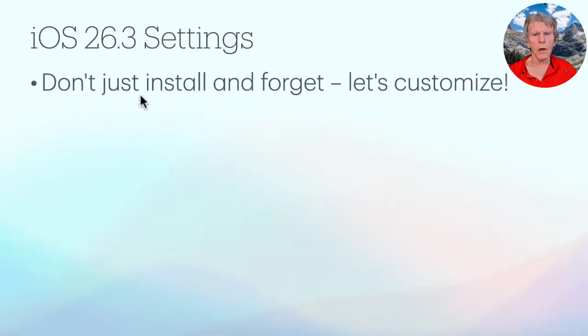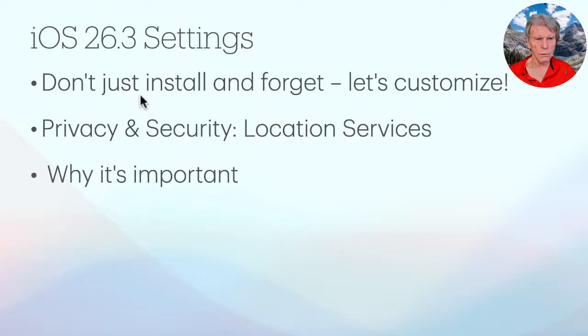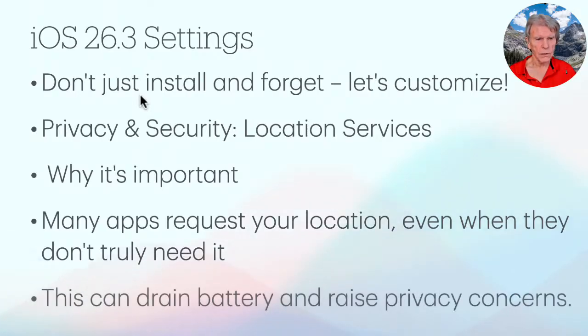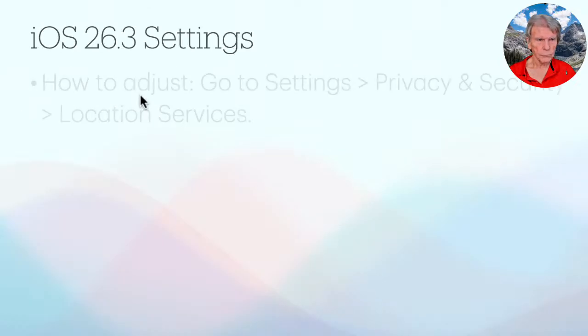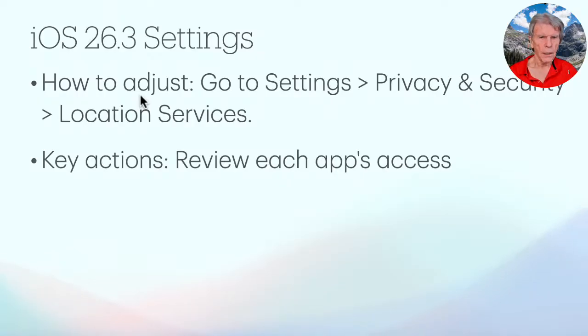So you don't want to just install it and forget it. You want to customize it to make sure that it meets your needs. So we're going to start with privacy and security and location services, which is important because many apps request your location even when they don't really need it. That can drain your battery and raise privacy issues. To adjust that, you go to Settings, Privacy and Security, Location Services, and then you review each app's settings.